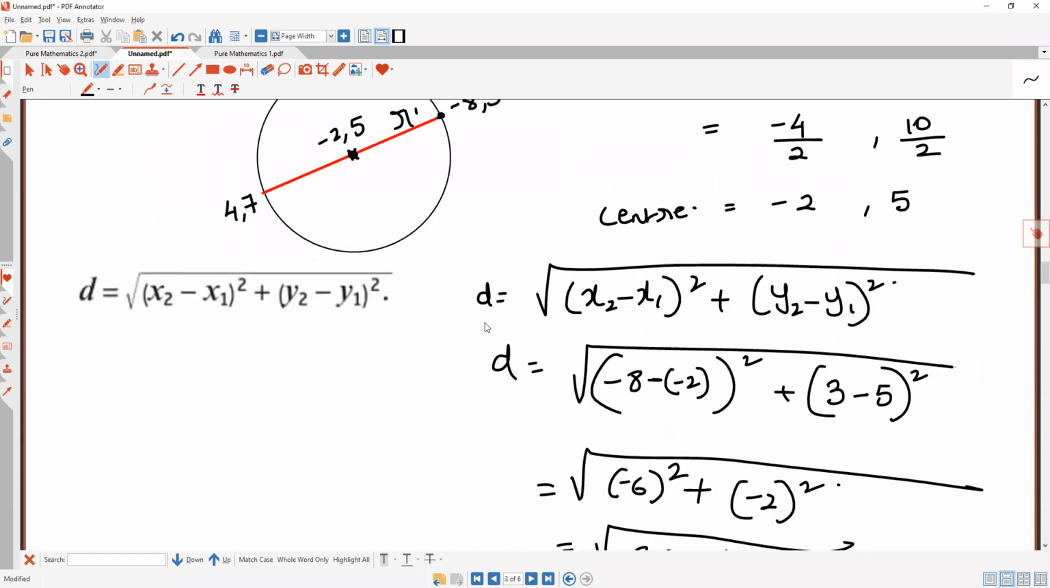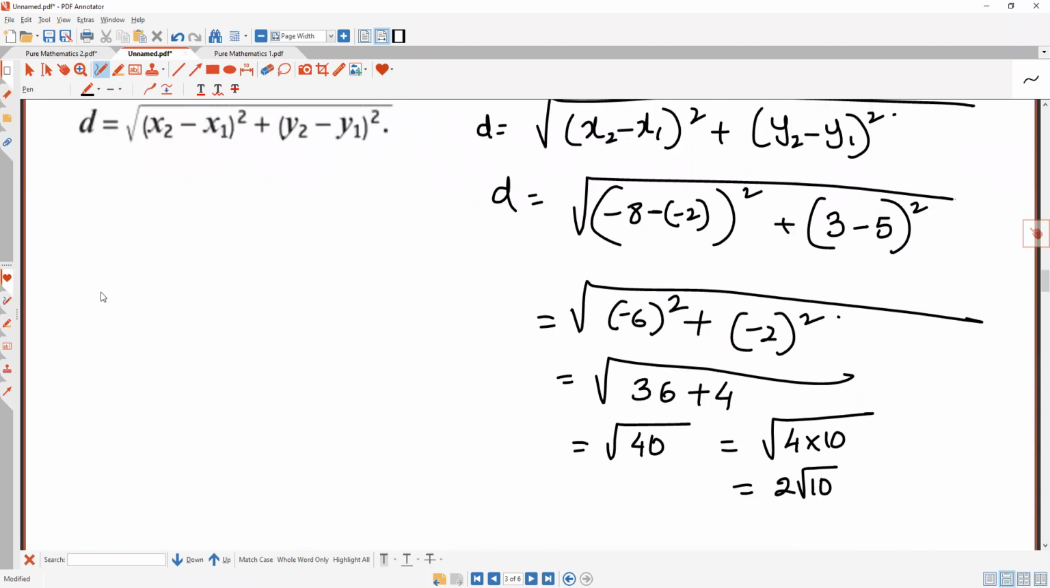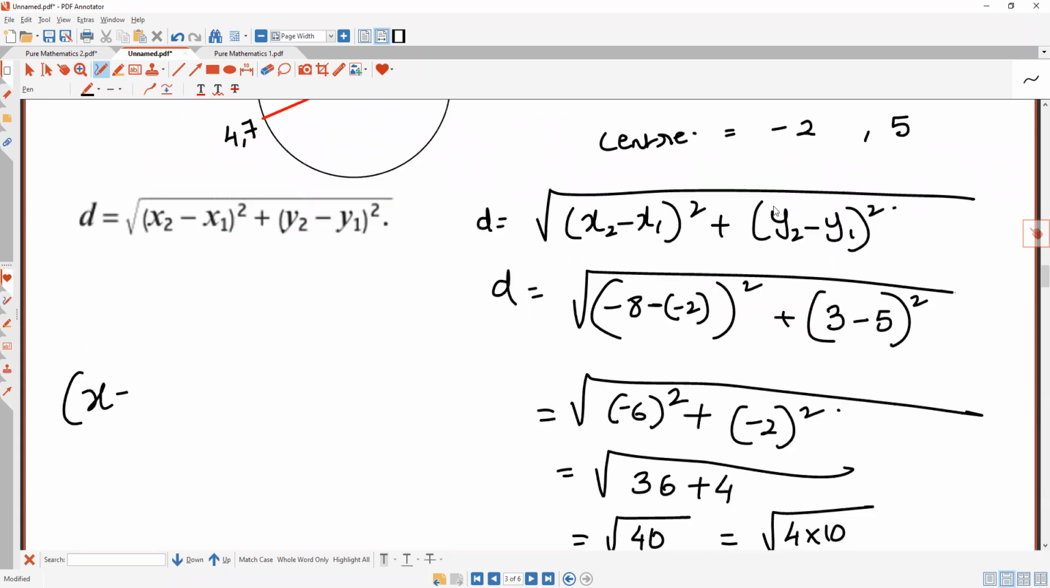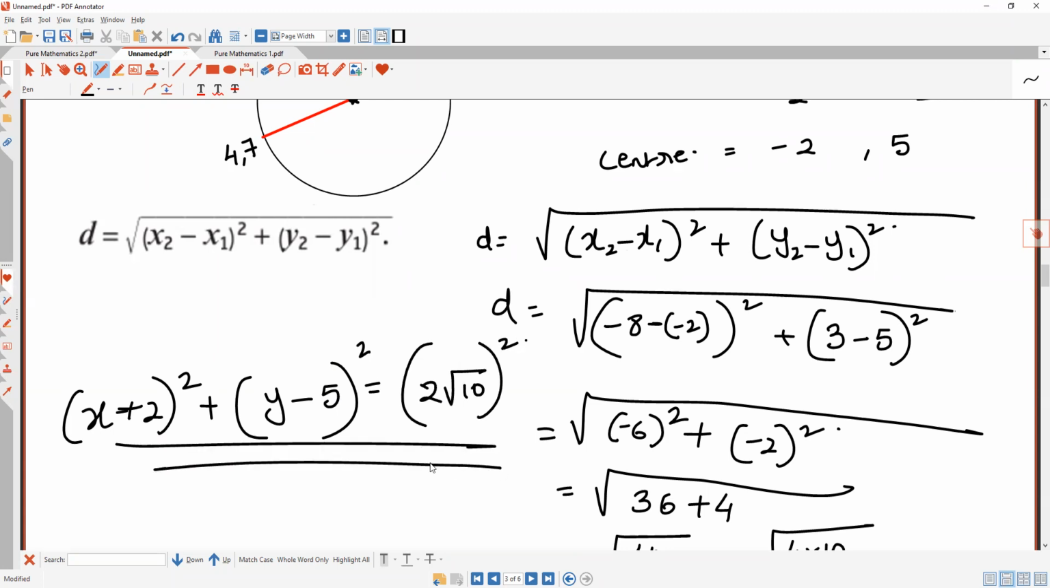Now, so there is your radius. You got your center, you got your radius. Now find the equation of the circle. X minus or plus will depend on this, x plus 2. X plus 2 whole square plus y minus 5, because your 5 is positive there, it shall have minus here, is equal to radius square, 2 root 10 whole square. That's your equation. Is this understood, everyone?